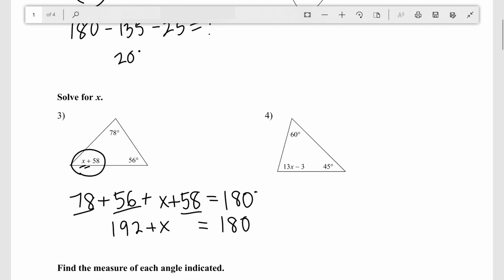Okay, now I want to get x all by itself. In order to do that, I need to move my 192 away from that x. Currently it's being added to my x, so I need to subtract it out. And I'm going to subtract it out on both sides of my equation. Okay, now that that's canceled there, I have x equals 180 minus 192, which gives me a negative 12 as my answer.